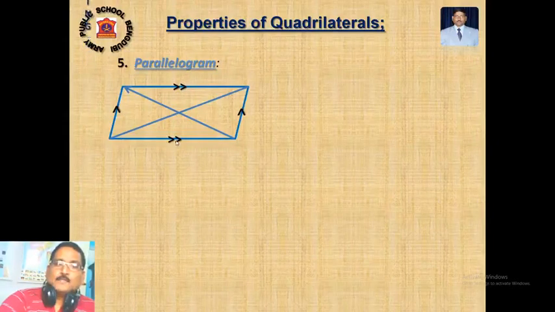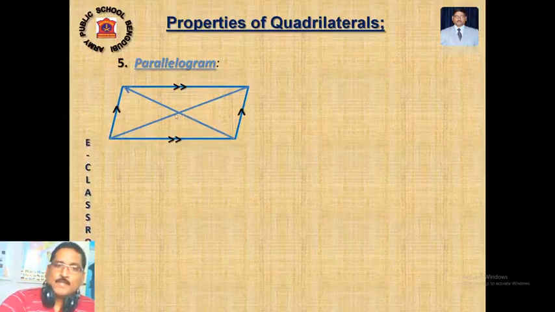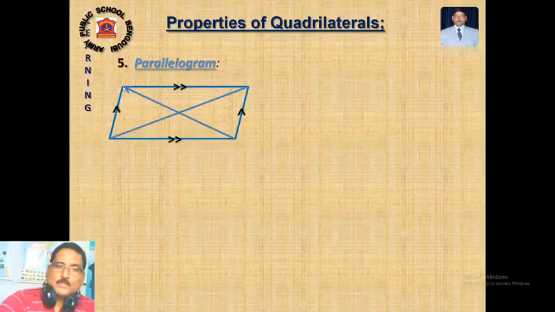Okay, parallel and equal. Diagonals are unequal, but bisected equally. So this part equals this part, and this part equals this part. Diagonals are bisected equally.